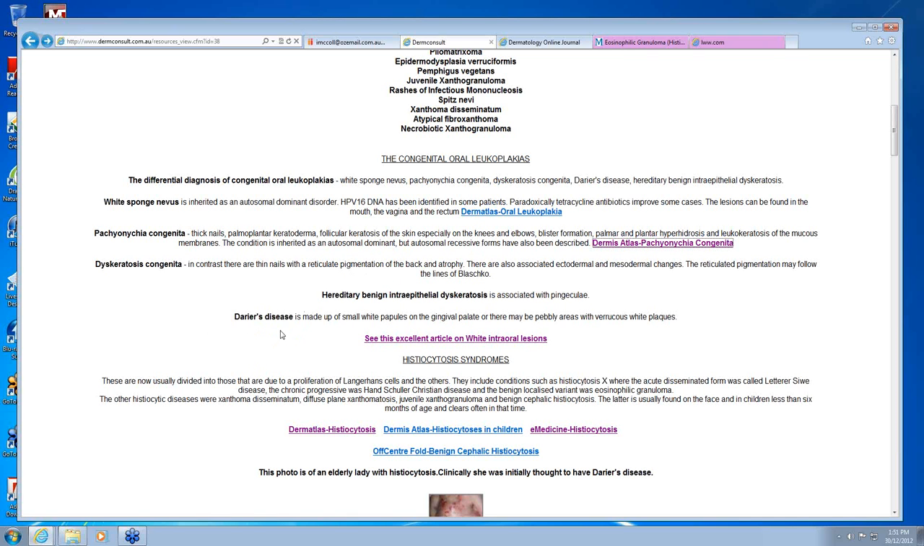And then there's Darier's disease, an autosomal dominant, with greasy papules, usually seen obviously in the sebaceous areas, particularly behind the ears and the anterior chest wall. But in some cases of Darier's, they'll have small white papules on the gingiva and palate, and pebbly areas with verrucous white plaques will be seen there as well.